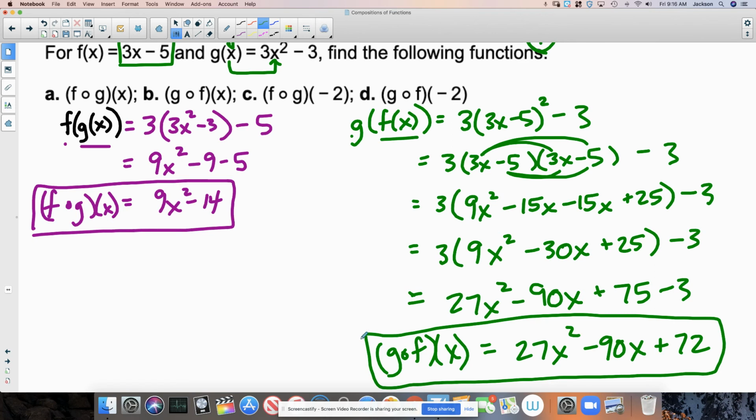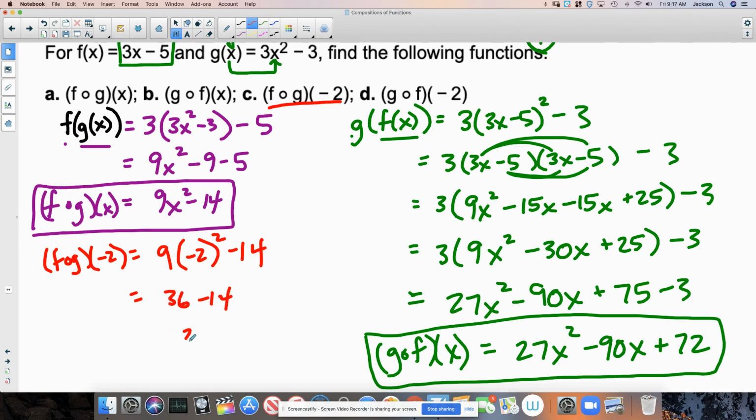All right. Now, in a problem like this, when they want to know what's f of g of -2, we already know what f of g of x is. Since we already put all the work into doing that, let's just plug -2 into this function for x. We follow the order. You can type this into a calculator, or you can follow the order of operations. -2 squared is 4, times 9 is 36, and 36 minus 14 is 22.